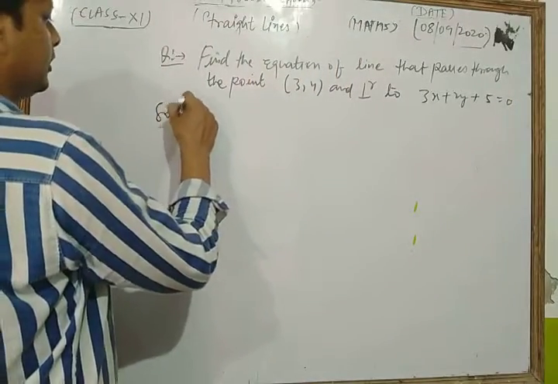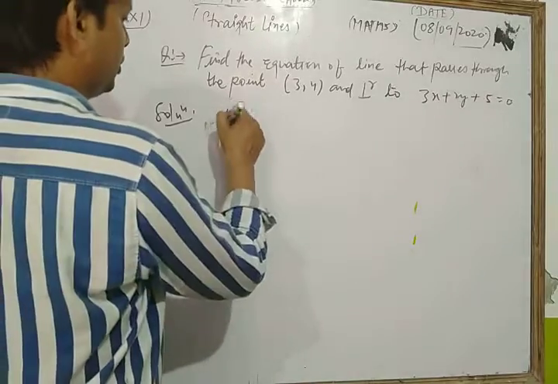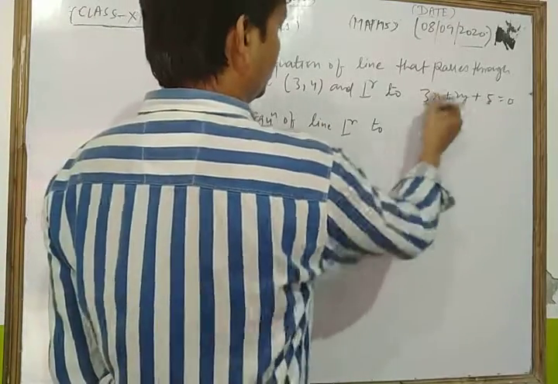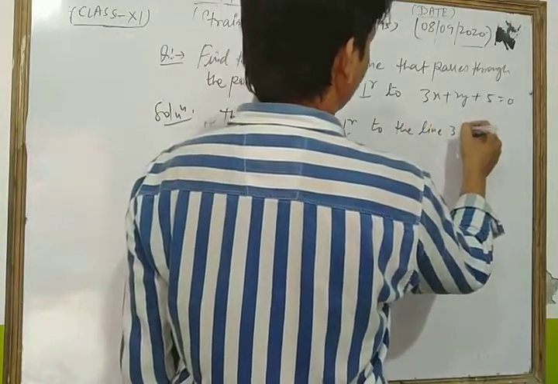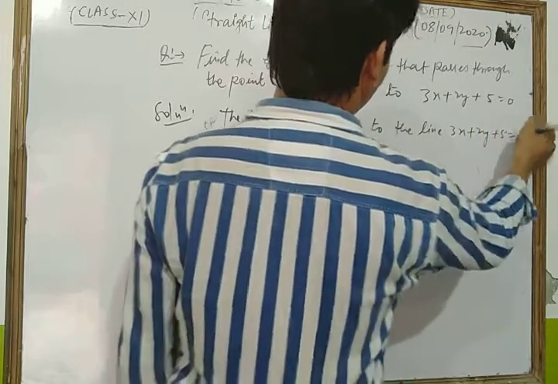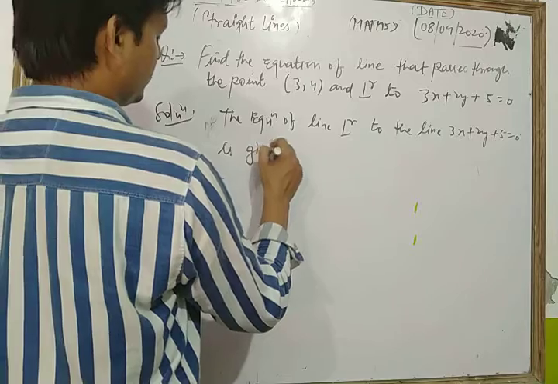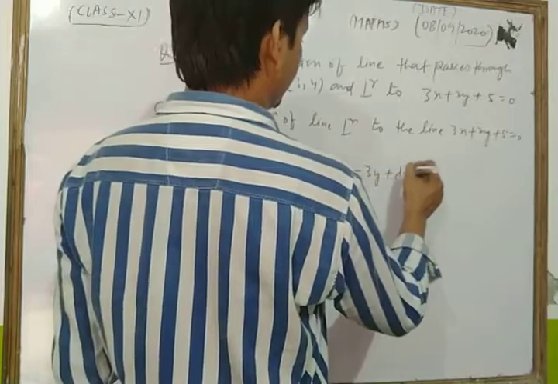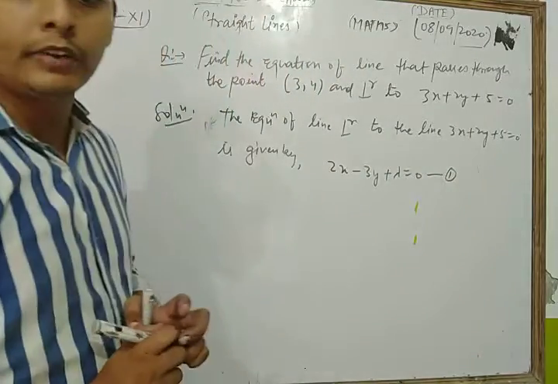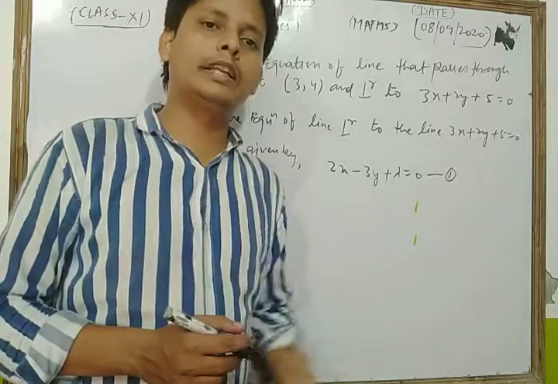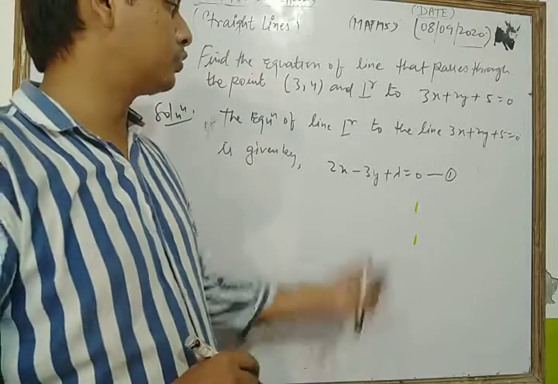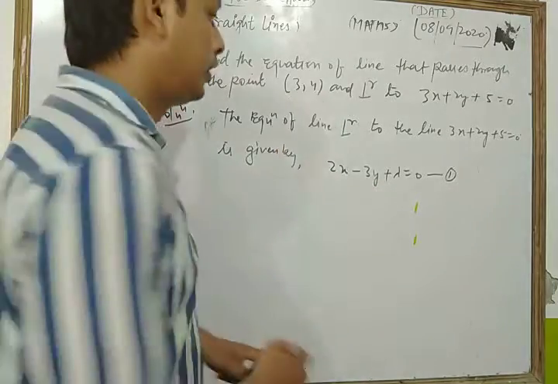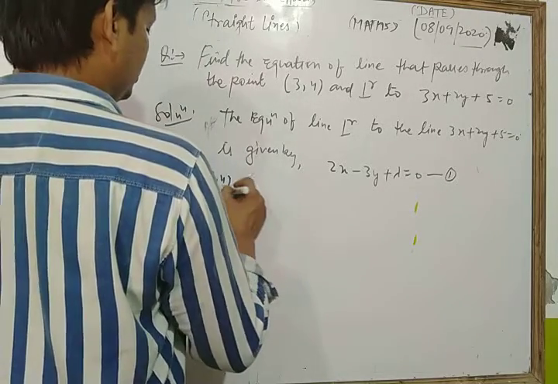Dear student, you know that the equation of line perpendicular to the line 3x plus 2y plus 5 is equal to 0 is given by 2x minus 3y plus lambda is equal to 0. Take this as equation number 1. Dear student, you know that very well. The equation of line perpendicular to a given line is bx minus ay plus lambda is equal to 0. So here we write it in this way, and this line passes through the point 3, 4.